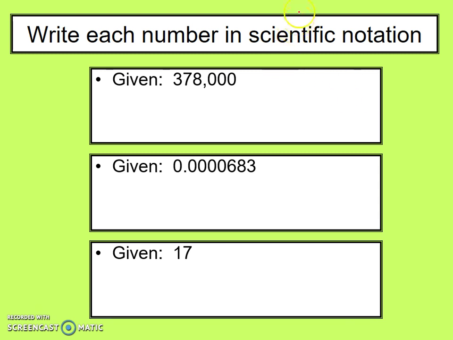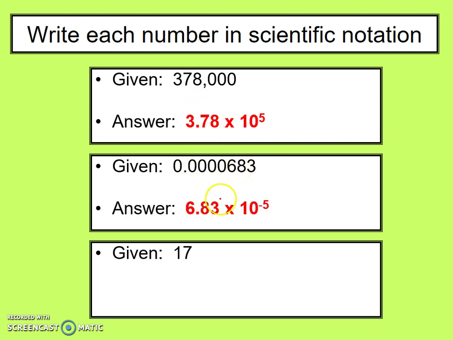Okay, so let's look at the first one here. You should have rewritten that as 3.78 times 10 to the 5th. You'd have to move it 5 times to get it between the 3 and the 7. Okay, the next one, we're going to write that as 6.83 times 10 to the negative 5th. Negative exponent here because you'd have to move it back to the right to get it between the 6 and the 8, and it was a really tiny number to start with. And then our last one is going to become 1.7 times 10 to the 1st power. You only needed to move the decimal 1 time, and it's positive because our original number was something greater than 1.